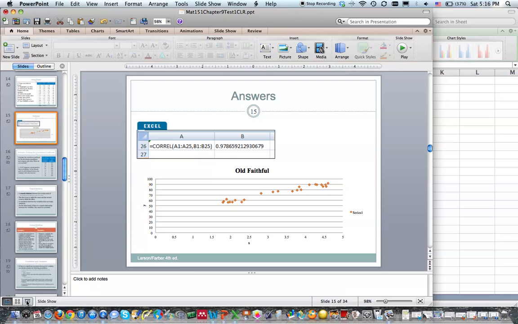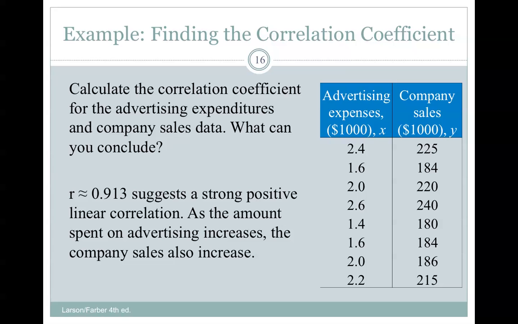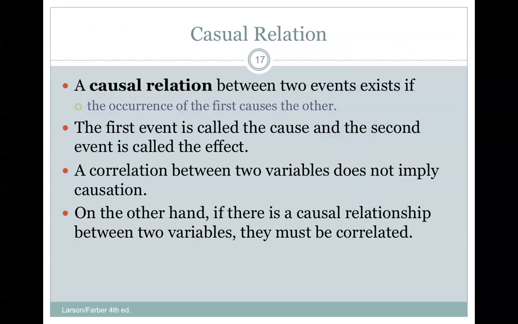And here you can see it's also on the PowerPoint as well. So to calculate the correlation coefficient for the advertising expenditures and company sales data, what could we conclude? So R was 0.913, which suggests another strong positive linear correlation.